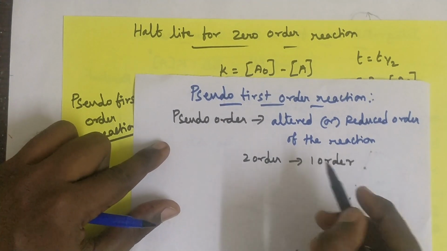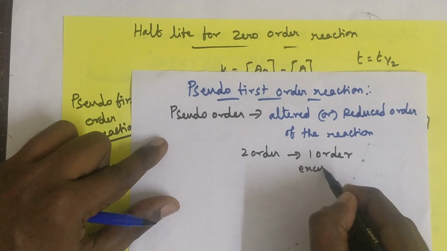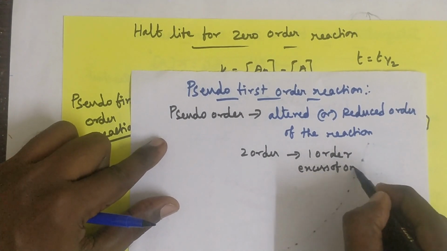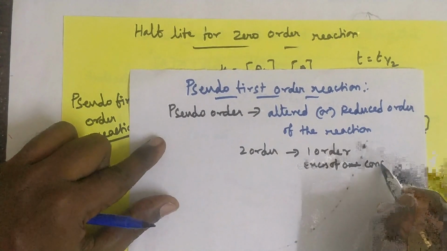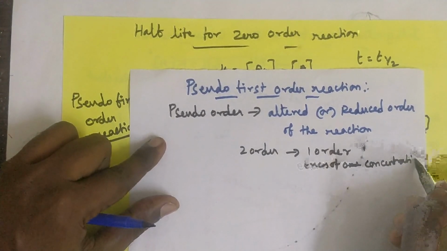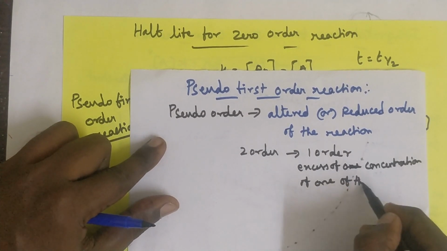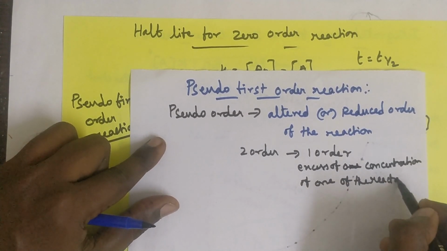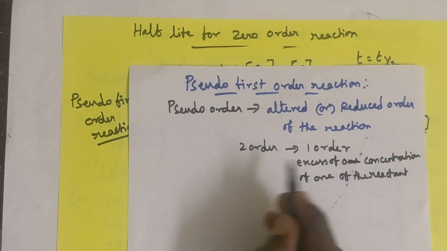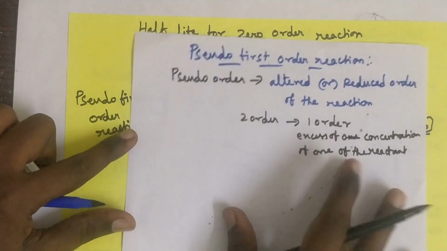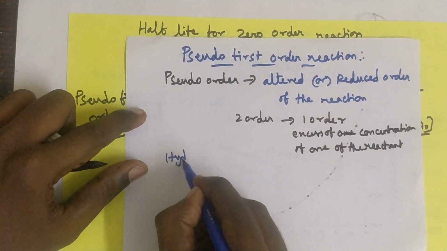How do we convert second order into first order? By increasing the concentration of one of the reactants. Suppose two reactants are there, you use excess concentration of one reactant, then the second order will be reduced to first order. How is it reduced? Consider the example, hydrolysis of ester.